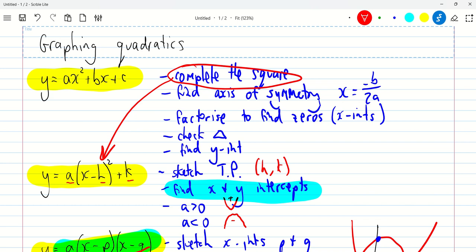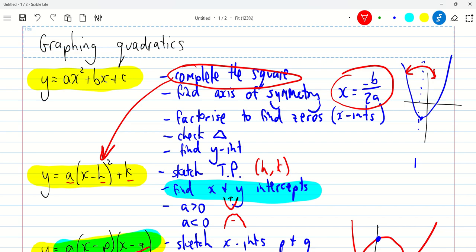You can also find the axis of symmetry. The axis of symmetry is just where the quadratic is symmetrical. Okay, so if you had a quadratic like that, the axis of symmetry is like the line down the middle that tells you that it's the same on both sides, so it's symmetrical, like the mirror image from one side to the other. And the equation of that line is x equals negative b over 2a, okay. And that helps you to get an idea of at least that.